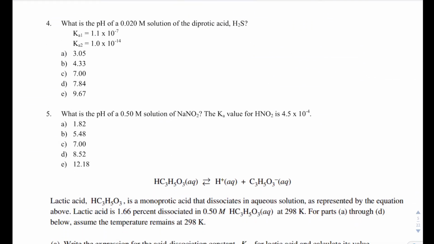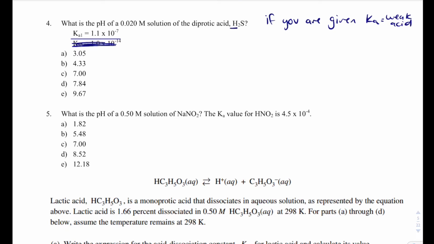Now, if they give you multiple Ks, first of all, if you are given Ka, it must be a weak acid. Okay, it must be weak for whatever it is. But if they give you multiple Ks, remember, the second and third Ks mathematically are insignificant. When we did the acid and base unit, we proved that they would give us the same answer, so we never really have to worry about the second or third Kas.